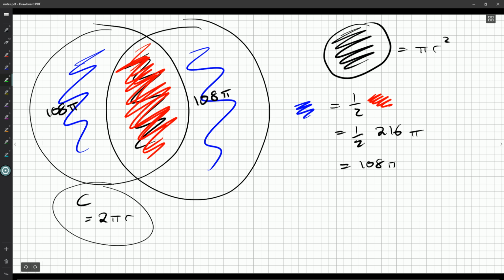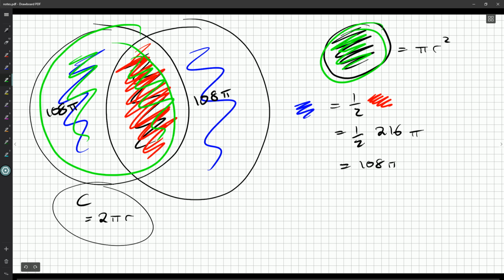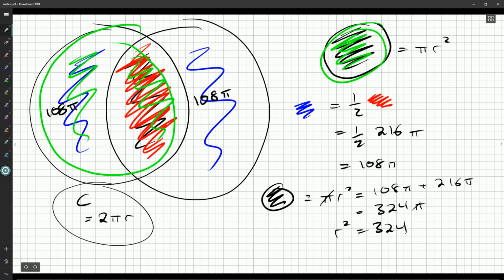Now we want a circle. Well, one of these circles is the blue area plus a red area. So the pi r squared that we want is going to be 108 pi plus 216 pi, or you could say 1.5 times the red area. And that's going to be 324 pi. So cancel out the pi's. R squared is going to be 324, and we can work out that r is 18.